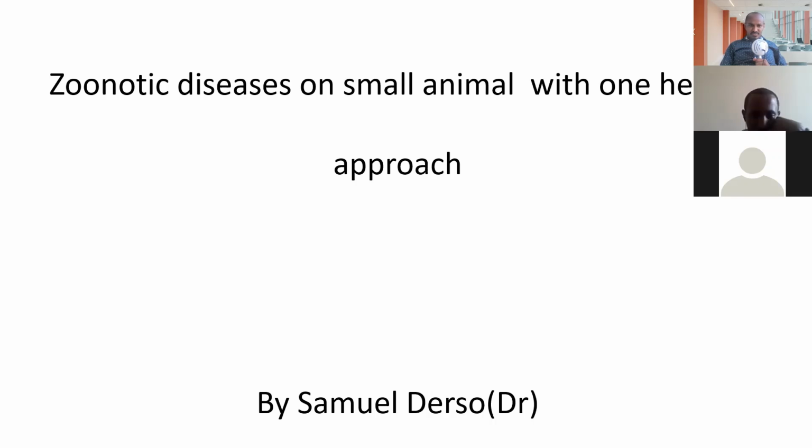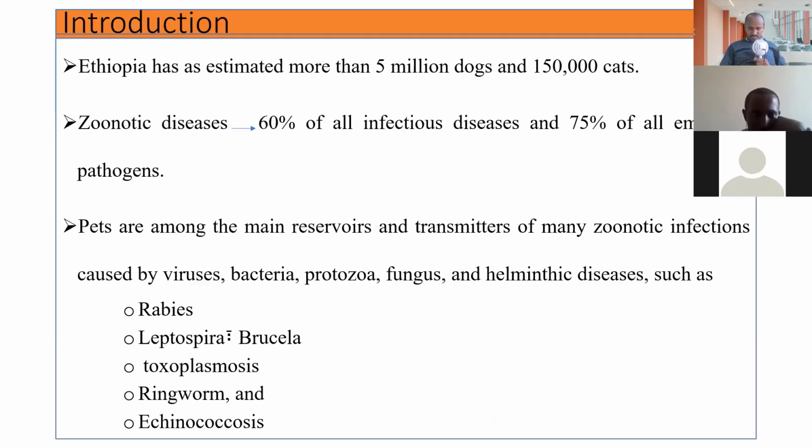Which is on zoonotic disease on small animals with One Health approach. So as an introduction, I have these pointers. Maybe if we look at the number of dogs and cats in Ethiopia, it says that we have around 5 million dogs and 150,000 cats. And normally in Ethiopia, we keep these animals for different purposes.